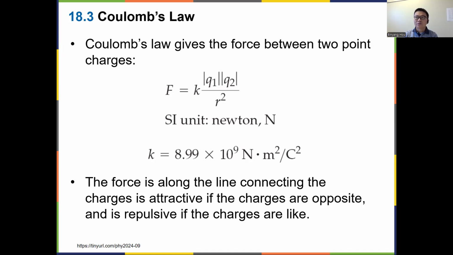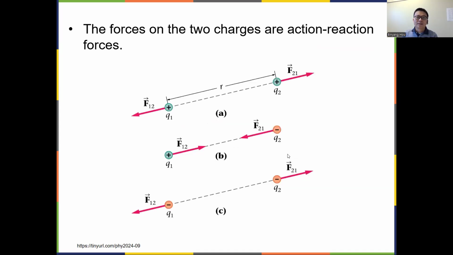Q1 and Q2 are the charges of the two. K is the constant called Coulomb's constant, which is basically 9 times 10 to the ninth, in newtons times meter squared over coulomb squared. Like charges will repel each other in these two cases, and opposite charges will attract each other. So this case is attractive, and A and C are repulsive.